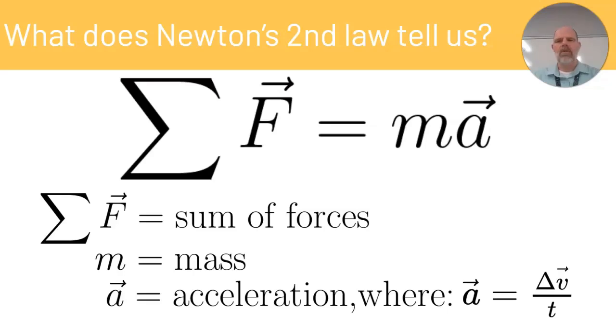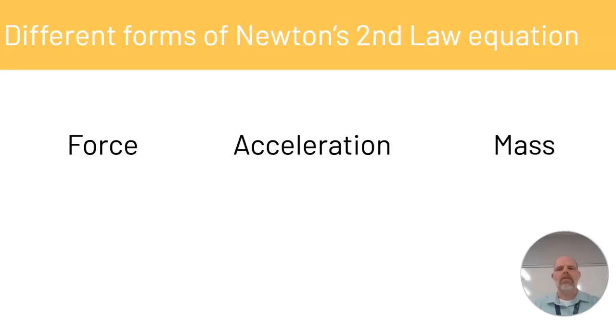So basically, Newton's second law talks about how the sum of forces acting on an object is equal to the mass of that object, or the mass of the set of objects, times the acceleration. So the amount of force acting on an object determines the acceleration that that object has. We can manipulate the equation for Newton's second law to give us different bits of information.